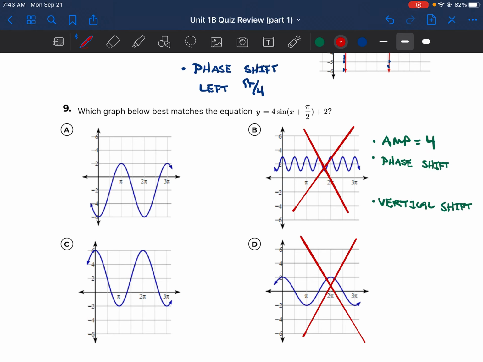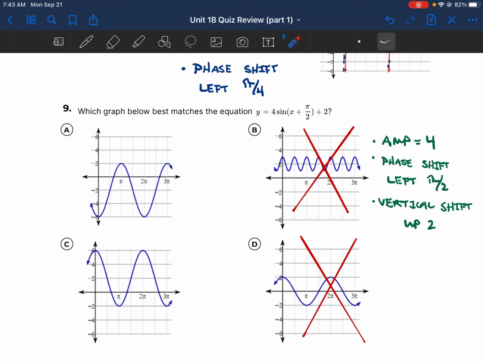Well, the phase shift is telling us, let's go to the left pi over 2, because we can see this plus pi over 2 in the parentheses. So phase shift, left by pi over 2. And the vertical shift is going to be up 2.